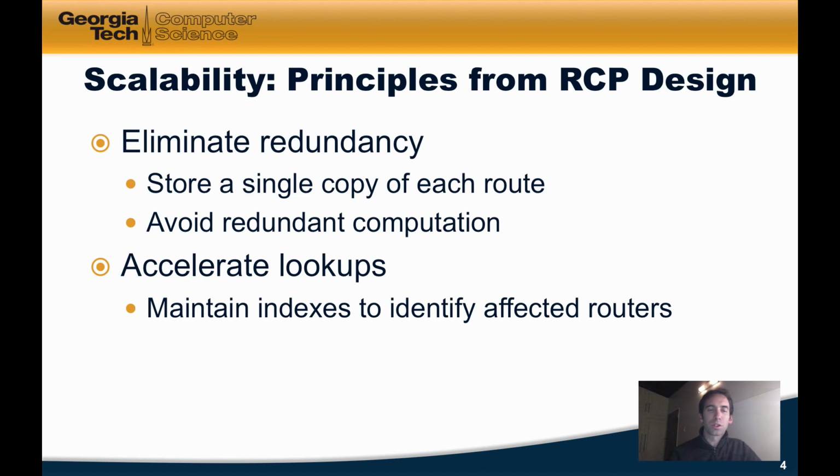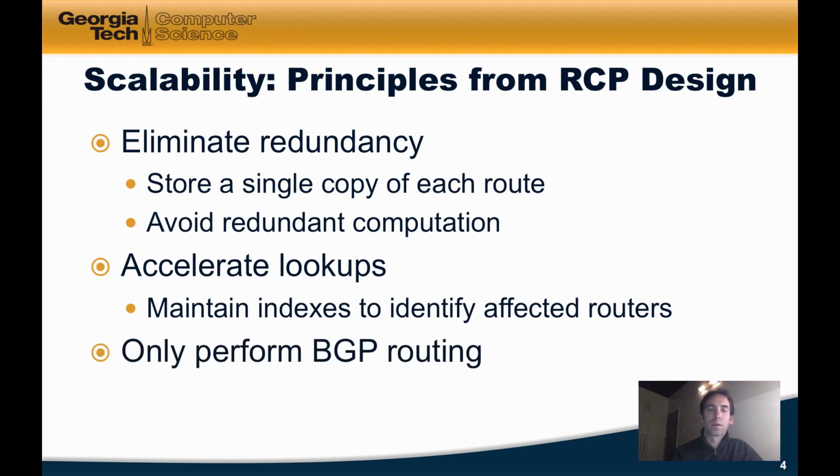The second principle is to accelerate lookups by maintaining indexes to identify the particular routers that may be affected by a change in network conditions, such as the advertisement of a new route or a node or link failure. Therefore, when a particular event happens, the RCP only needs to compute new routing information or routing tables for the routers that are affected by that change, rather than recomputing the state for the entire network.